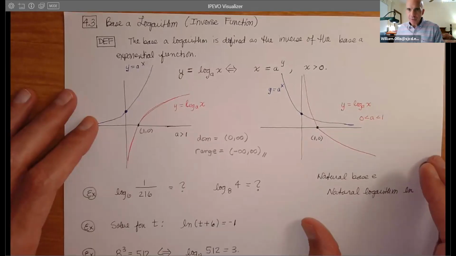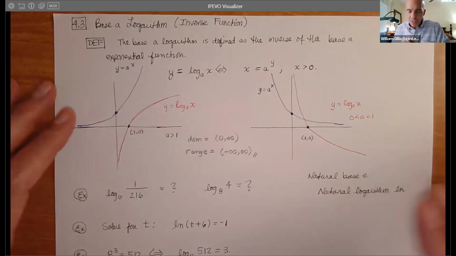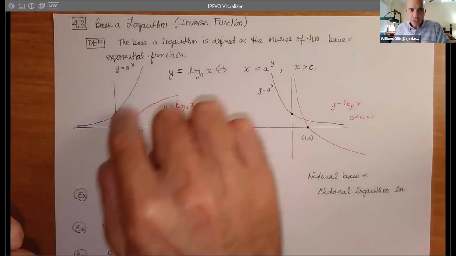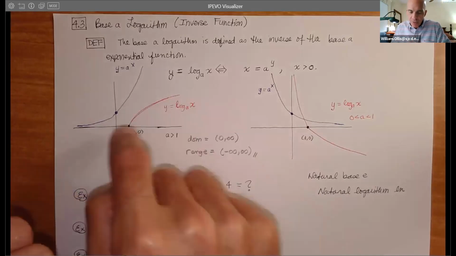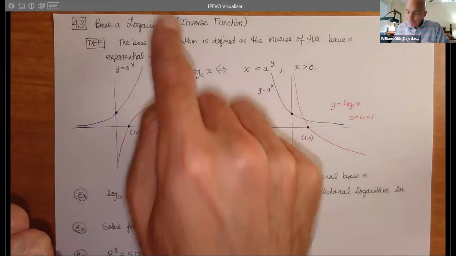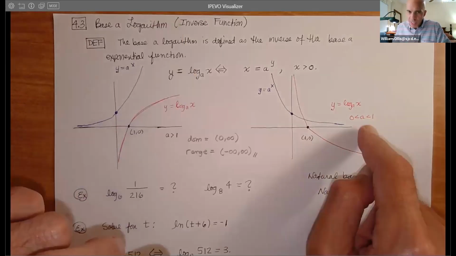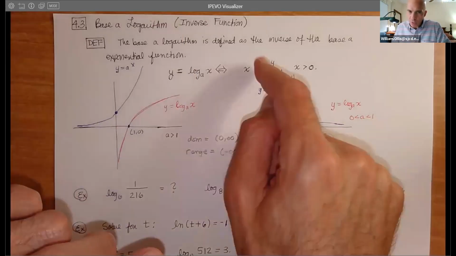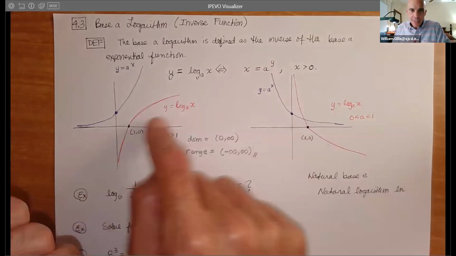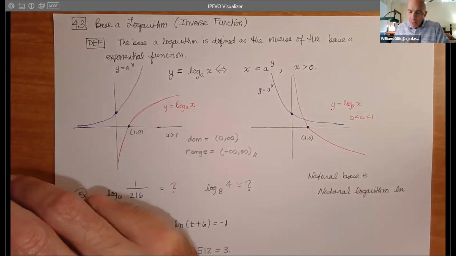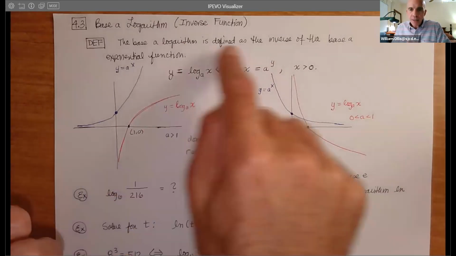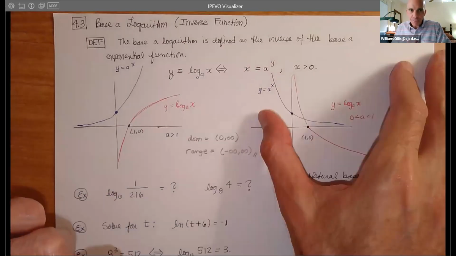Again, we're making the assumption that our intuition is saying that this exponential function, a to the x, is 1 to 1. That is, when a is bigger than 1, the outputs get larger and larger. And when a is between 0 and 1, the outputs get smaller and smaller. And in both cases, the horizontal asymptote is y equals 0. So this helps us to define the inverse function.